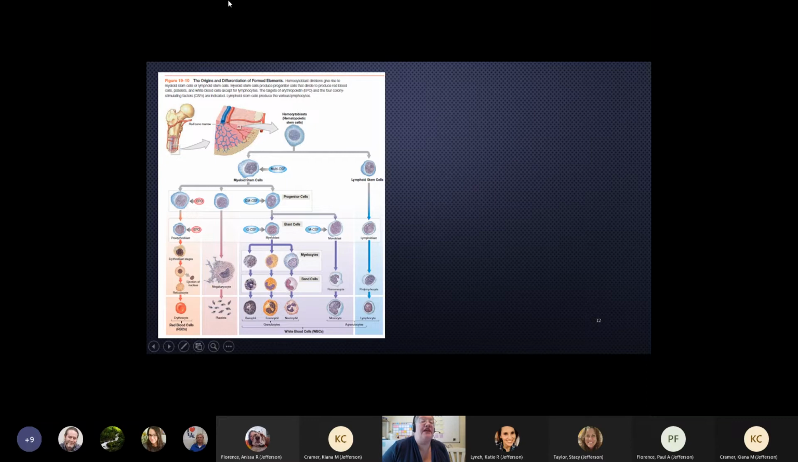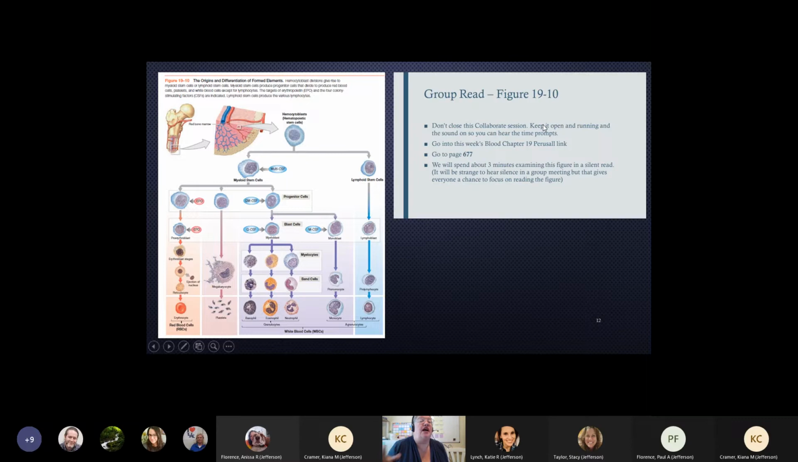So I started by doing a think aloud on this top portion of the figure. Well, actually, what we started with first was a group read that was kind of silent reading, because I didn't assume that students had had a chance to even look at this figure yet. So in my slideshow, I told them, go find this chapter, go to page 677. We're going to look at figure 19.10. I gave them about 3 to 4 minutes.